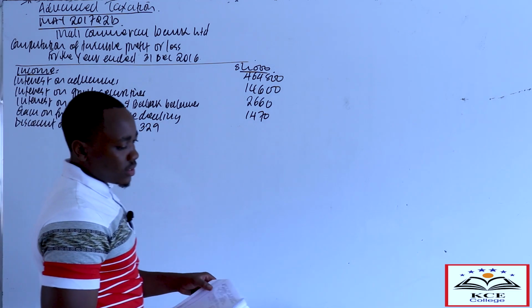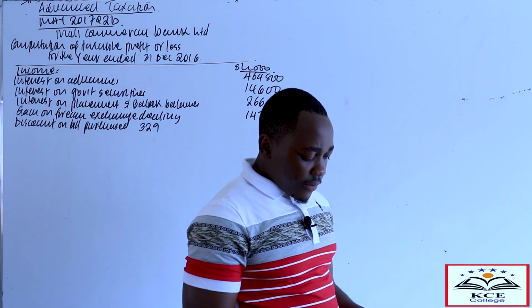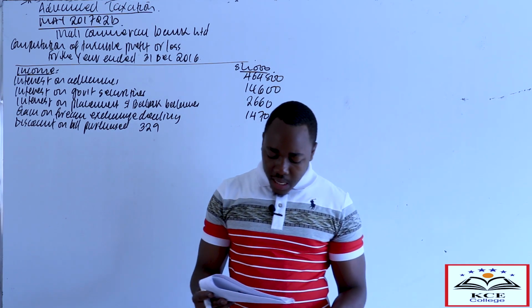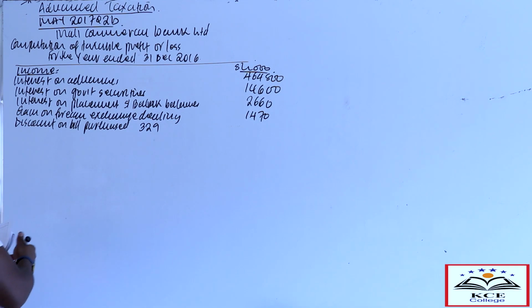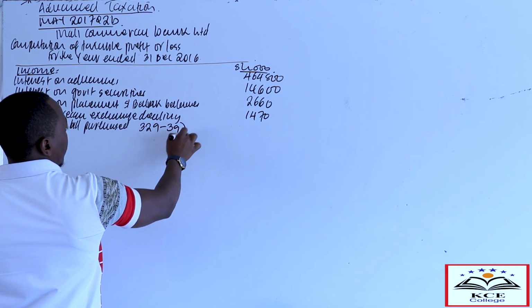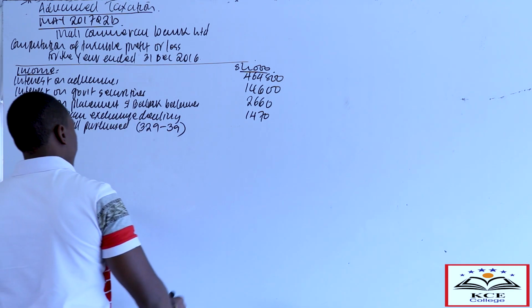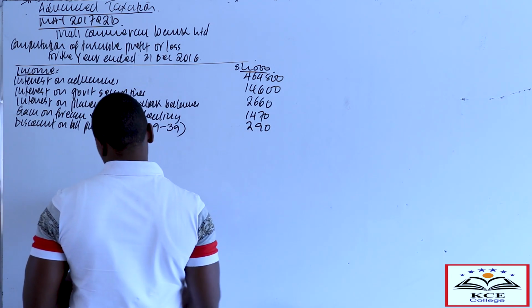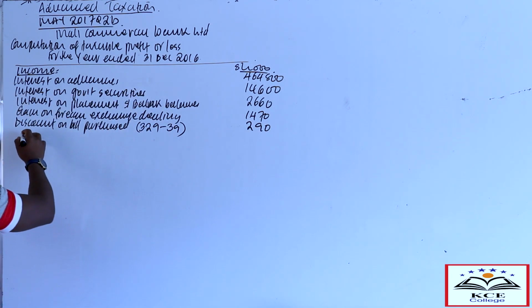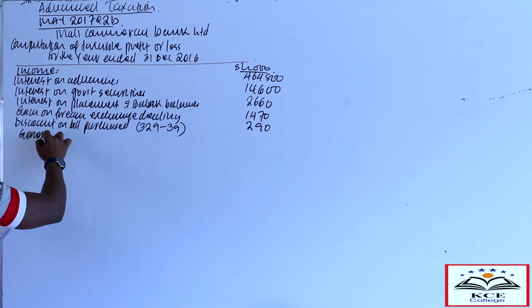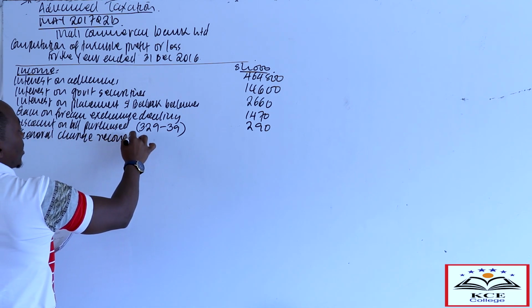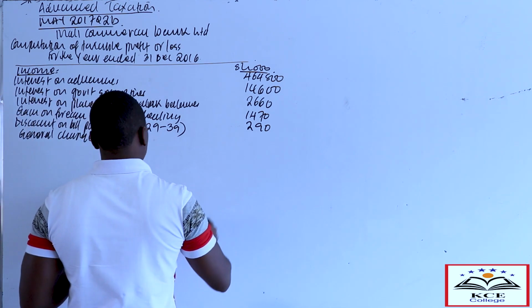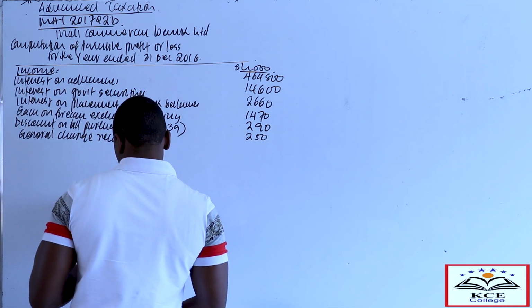But you are told, now let's go to note number 3. Discount on bill purchased includes interest and discount paid of 39. You deduct that 39. So that means the amount was 290. Then you have general charge recovered, an amount of 250.